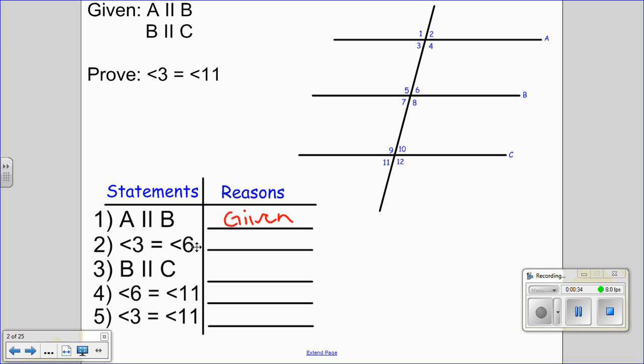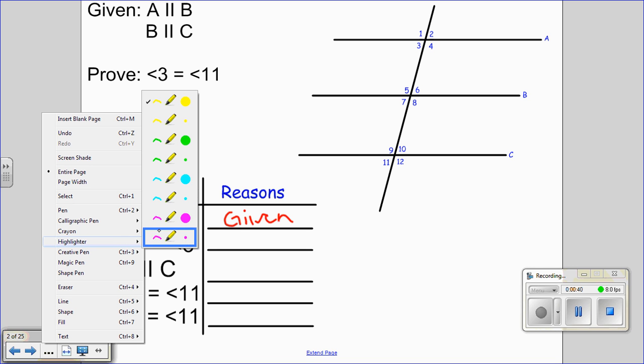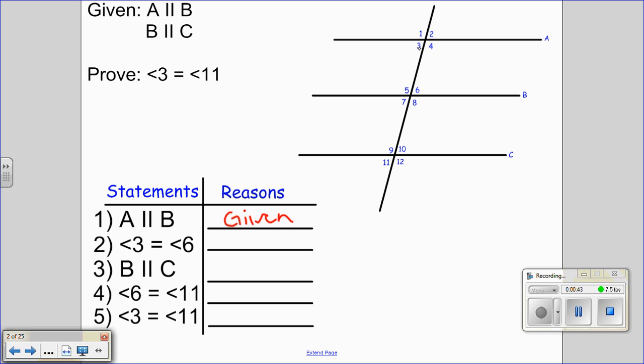Then it tells us that angle 3, which is here, is equal to angle 6. So here's 3 and here's 6. In the perspective of A and B, both 3 and 6 are between A and B, so they're interior angles. And they're on opposite sides of the transversal, so they're alternate interior angles. And since we already knew beforehand that A is parallel with B, then it is okay to say that 3 is equal to 6 because they're congruent.